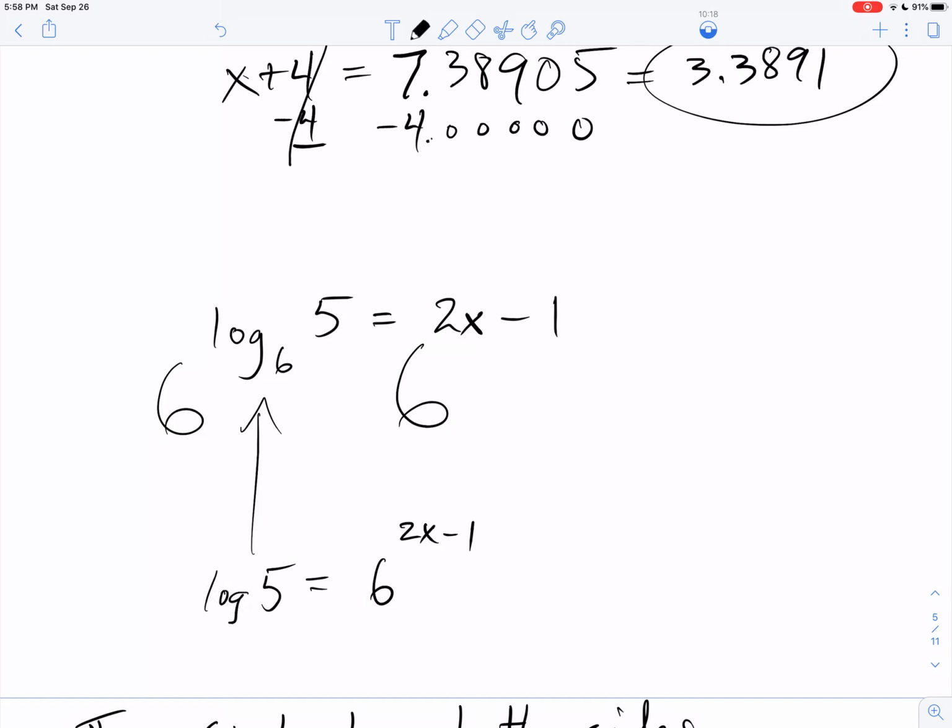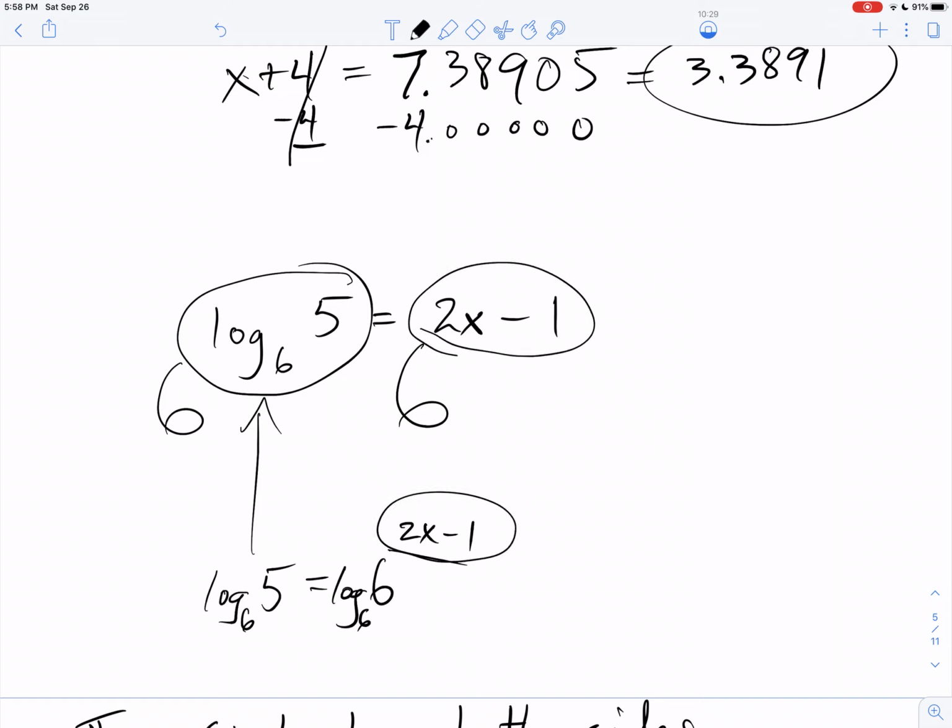I'm going to do log base 6 of both sides. And then over here I get log base 6 of 5, which is what I had originally. And over here I'd get 2x minus 1, which I had originally. This I call getting trapped in a circular logic. If you keep doing this, you're going to keep going round in circles. So, if you ever find yourself going round in circles, it's because you missed the off-ramp.